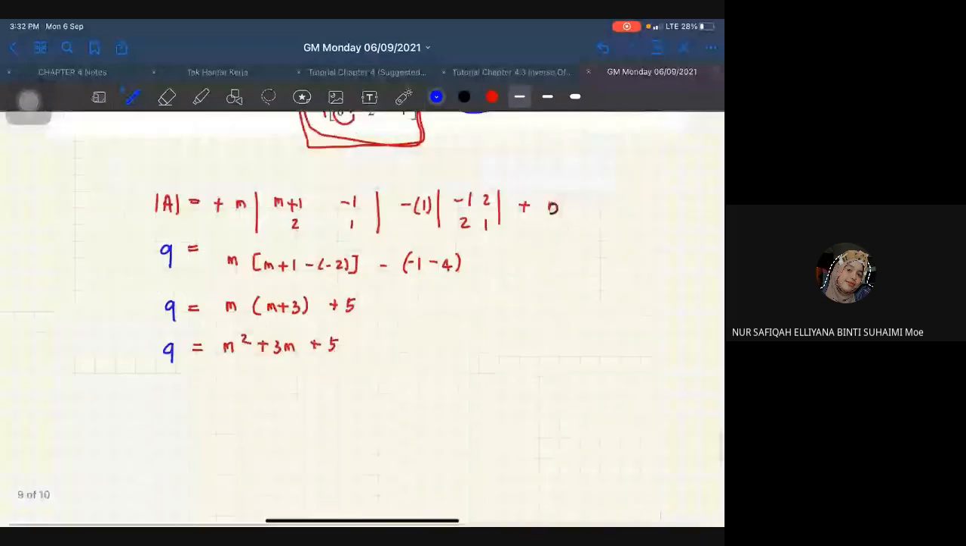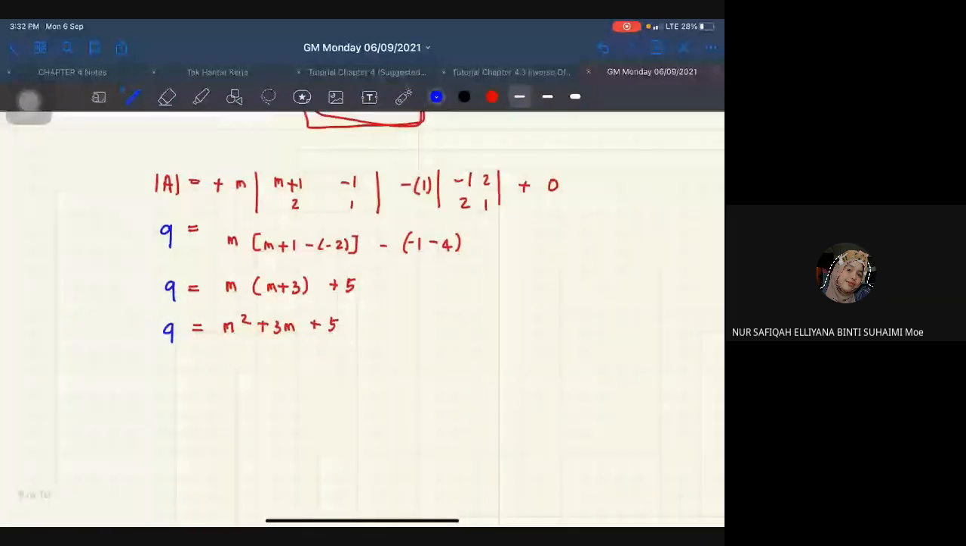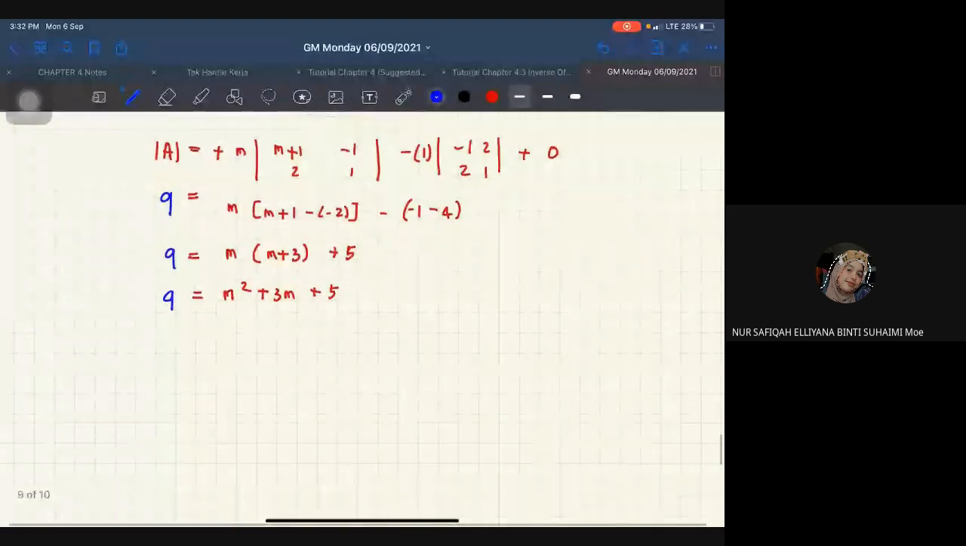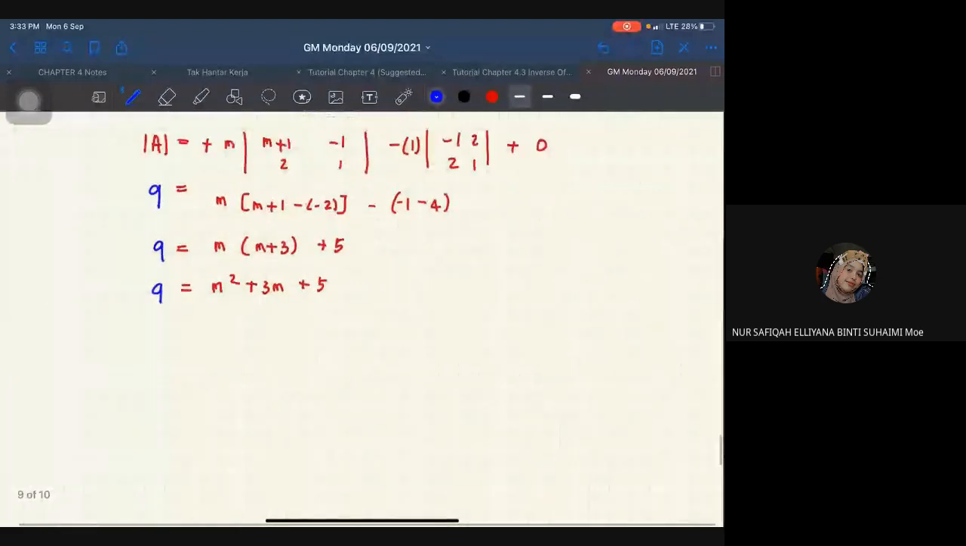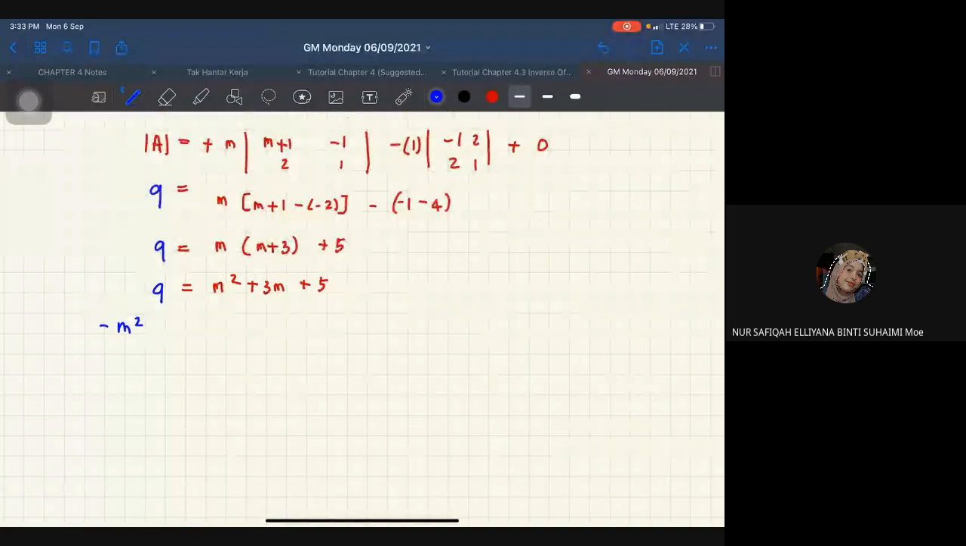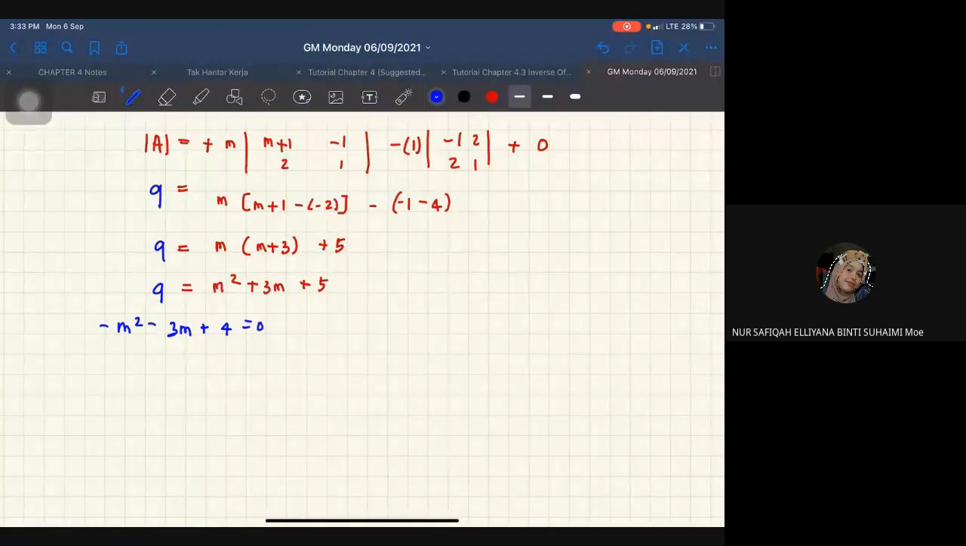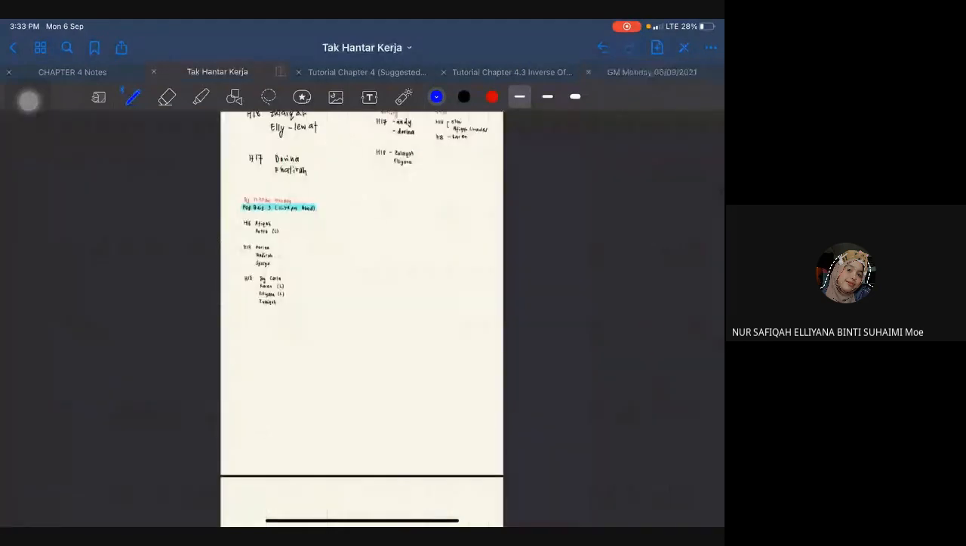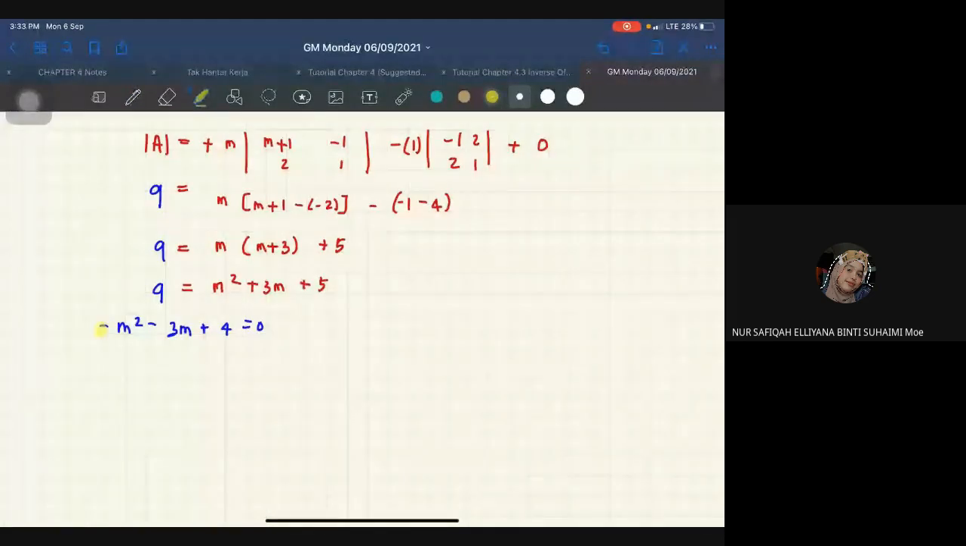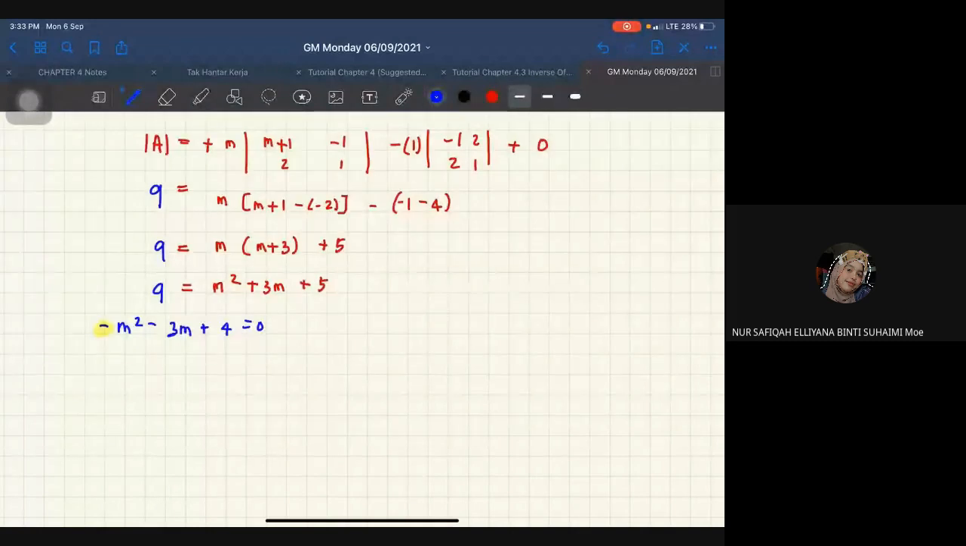Okay, so kalau awak tengok dekat sini, awak ada satu quadratic equation. So quadratic equation, awak kena solvekan dia, cari setiap root yang ada di dalam quadratic itu. Okay, so kita akan put everything to the left hand side. So you are going to have negative M square minus 3M plus 4 equal to 0. But before you key in these values into your calculator, make sure that your M square over here is positive. Okay, so just multiply everything with negative 1. So you are going to have M square plus 3M minus 4 equal to 0.